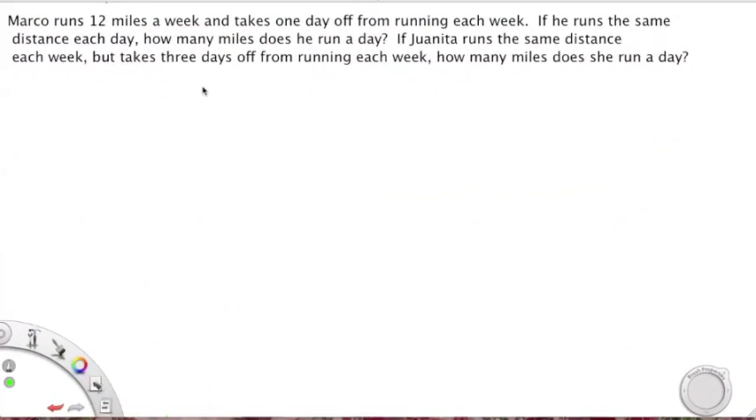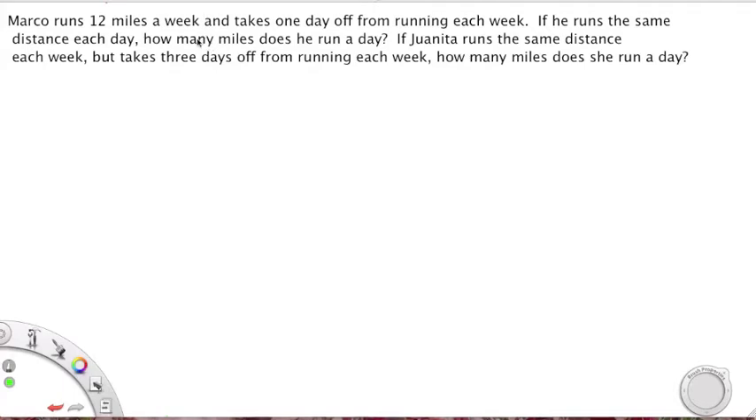Girls, let's take a look at this problem. Here's our word problem. Actually, we're going to find out that there's two word problems here. Marco runs 12 miles a week and takes 1 day off from running each week. If he runs the same distance each day, how many miles does he run a day? Okay, it sounds like problem one. Here's problem two. If Juanita runs the same distance each week but takes 3 days off from running each week, how many miles does she run a day?